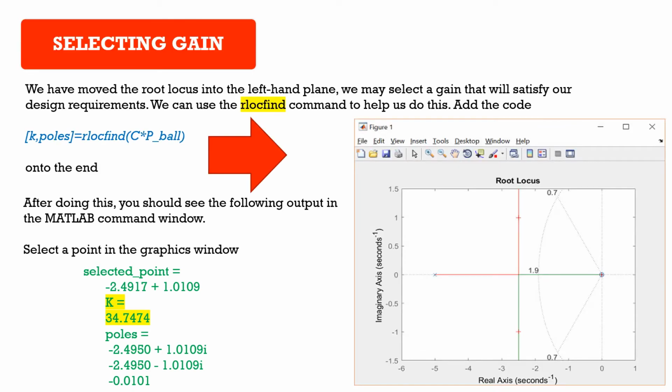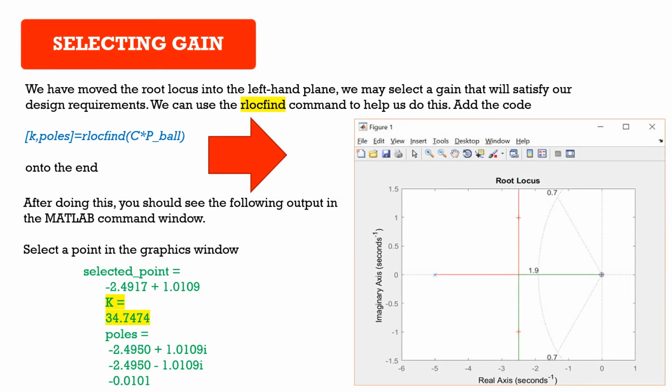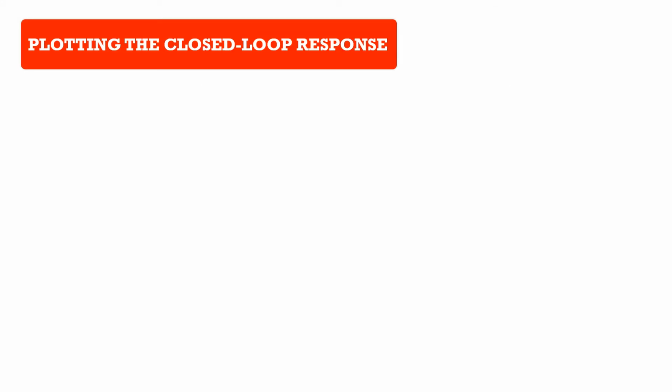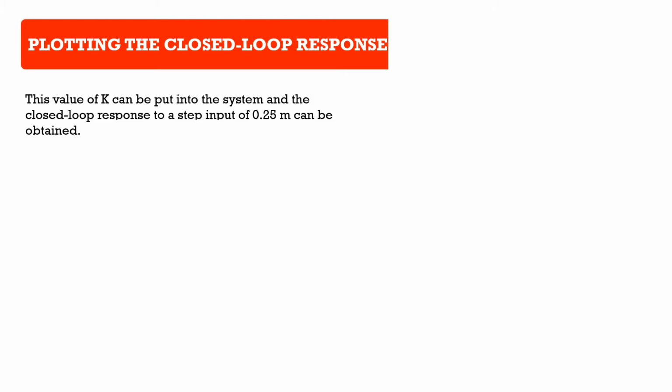After doing this, you should see the following output in the MATLAB command window. Note that the values returned in your MATLAB command window may not be exactly the same, but should at least have the same order of magnitude. Now we can plot the response with this gain. Next is plotting the closed loop response. This value of K can be put into the system and the closed loop response to a step input of 0.25 m can be obtained.